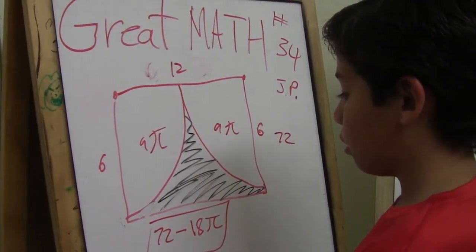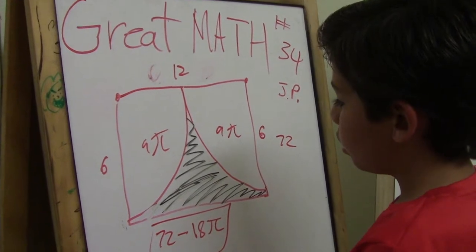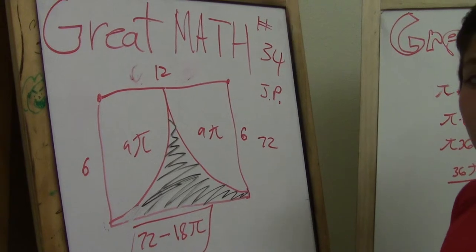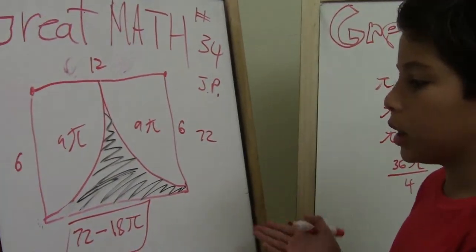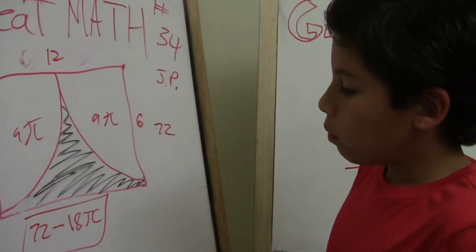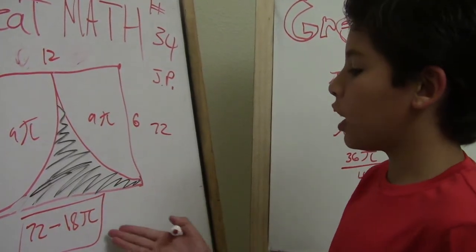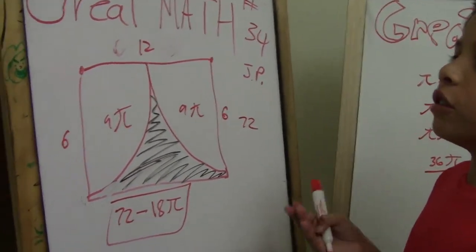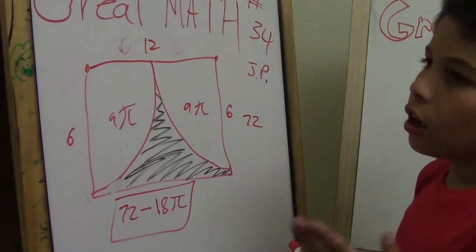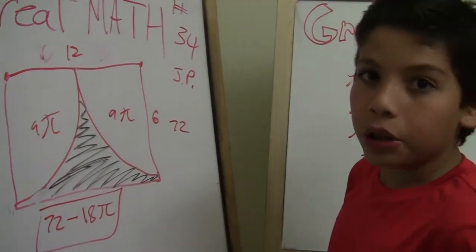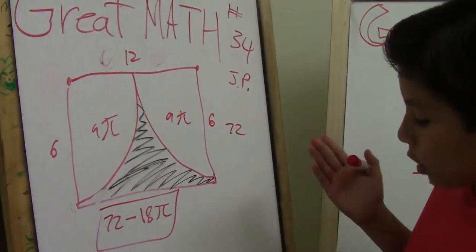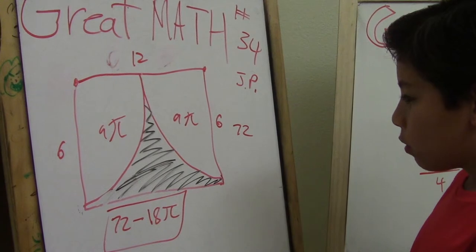72 minus 18 pi. That's our answer. But why isn't it one number? It's two different numbers subtracting from each other. That's our answer because we can't calculate it. To make it one number, we would have to know what pi is from the beginning to the end, but we don't know that.